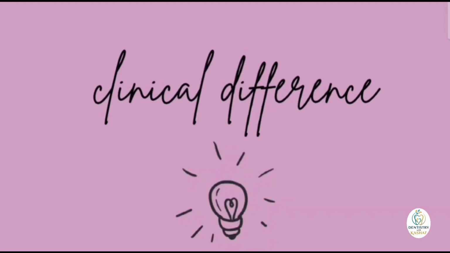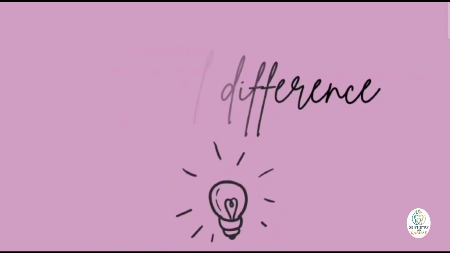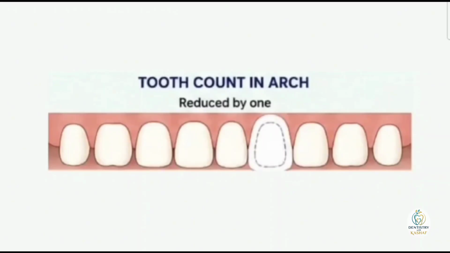What are the clinical differences? What scenario are they going to give me in the exam, and how are we going to differentiate fusion from gemination or macrodontia? Yes, macrodontia. Okay, the tooth count in the arch is reduced by 1. We said that the two teeth were combining, so of course one tooth is reduced. When you count the whole dentition, you will see that the dentition is reduced by 1. So that will be fusion.